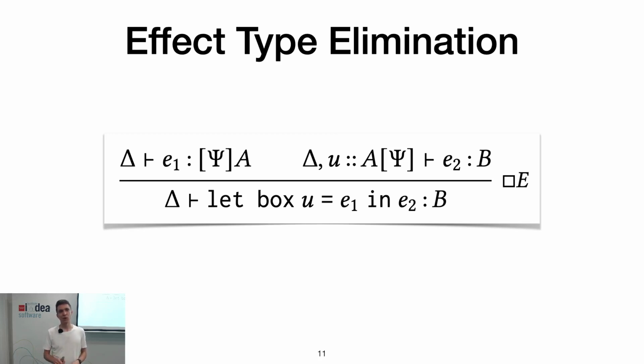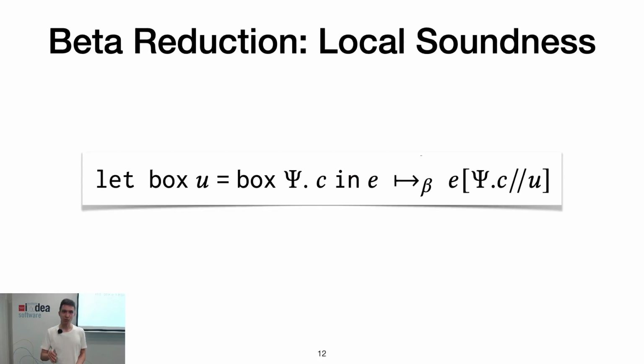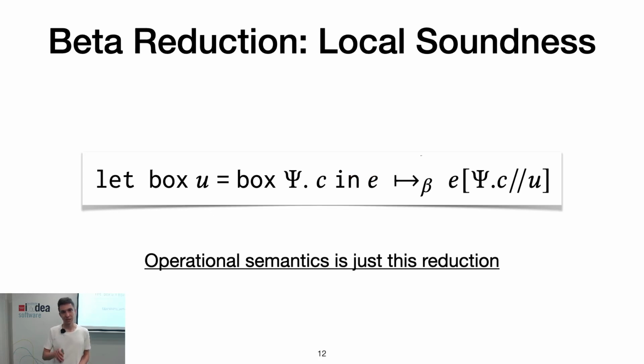It is a let form, and it works by binding a term of a box type to a variable, and then using this variable in another term. Note that it is essentially just a variable rule. It gives you a variable. And it is very crucial for our semantics, because it is the only beta reduction that we have in our semantics.